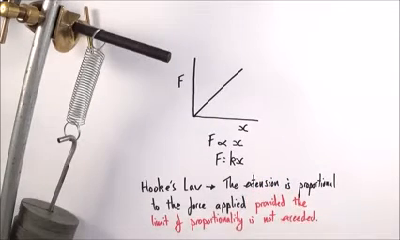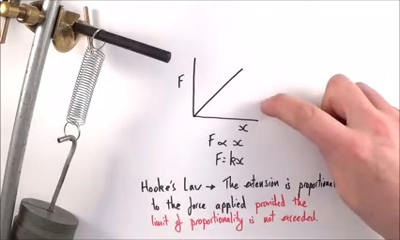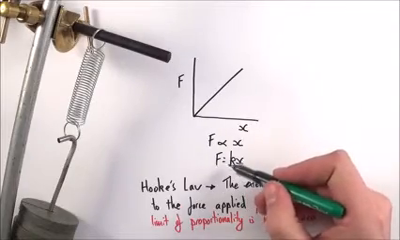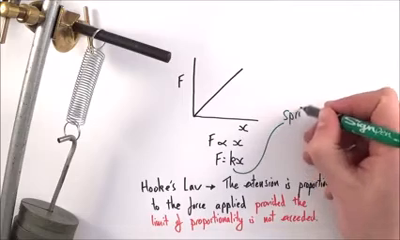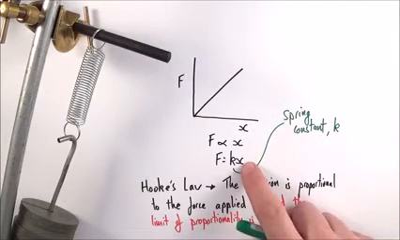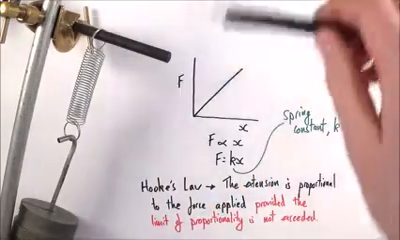So what Hooke's law states is that the extension is proportional to the force applied, provided that the limit of proportionality is not exceeded. But really what we can see here is that the force is equal to kx, where k is what we call the spring constant. So this spring constant tells us how much a spring or a piece of material will extend when a certain force is applied. And what we find is that we have different sorts of springs.